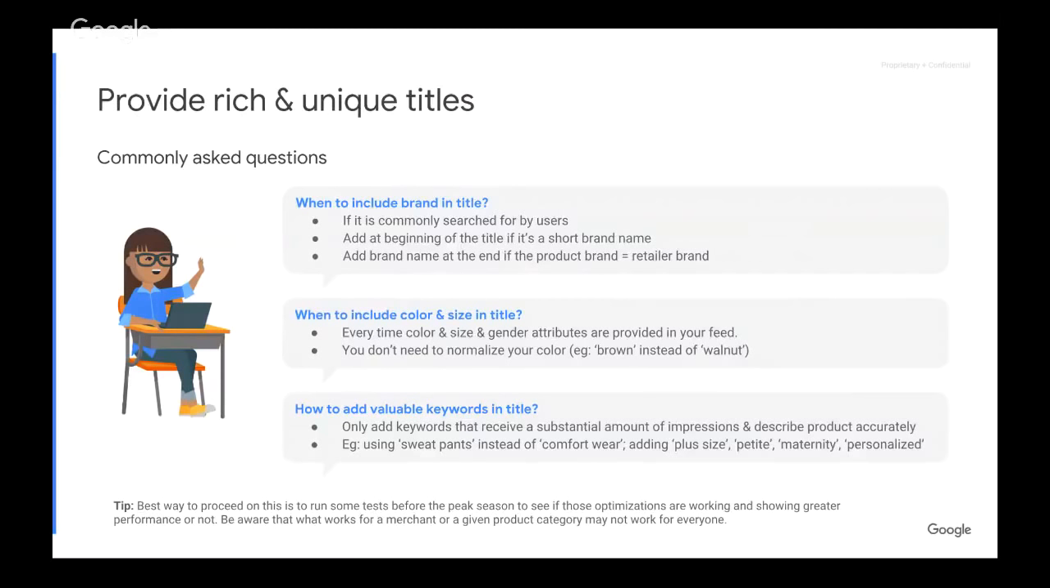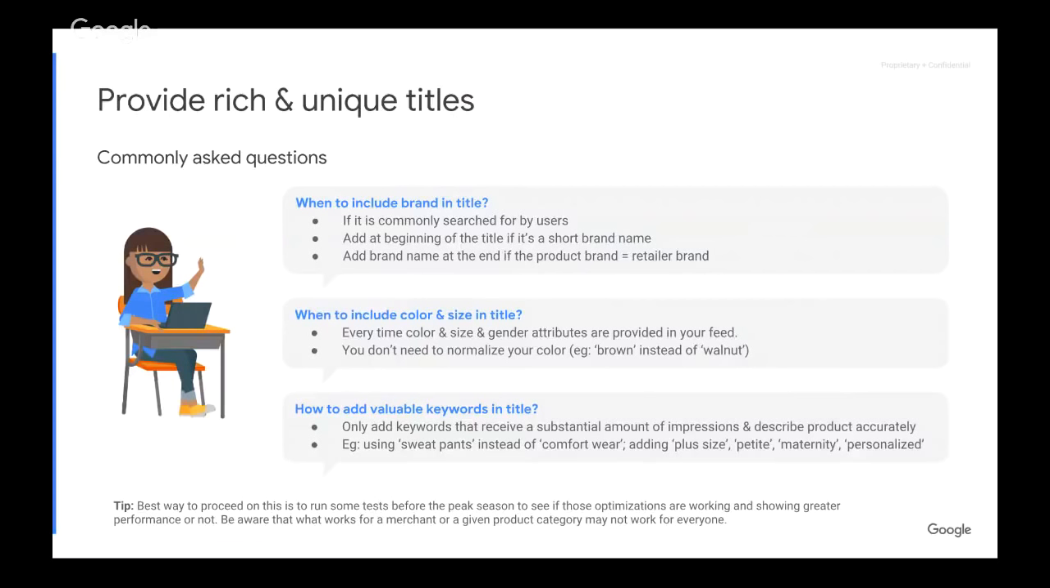Also, a frequently asked question is when to include color and size in the title. If you have them in the feed, we recommend to add them to the title so that you have these values available in the title as well. You don't need to normalize these colors. So you can see here an example. You don't need to normalize from brown, from walnut into brown, or from forest into green. You can leave any of these color values as is, but if you do have them, we would recommend to add them to the title as well.